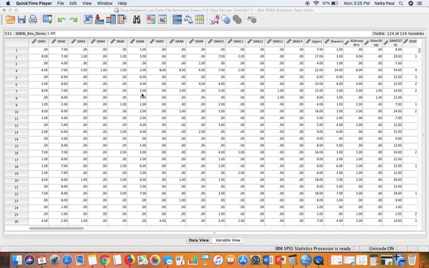So again, independent samples t-test, your independent variable has 2 levels or 2 categories. Your dependent variable is interval ratio, or in SPSS it would be called scale. And then with a one-way ANOVA, your independent variable has 3 or more levels, and your dependent variable is interval ratio or scale in SPSS.